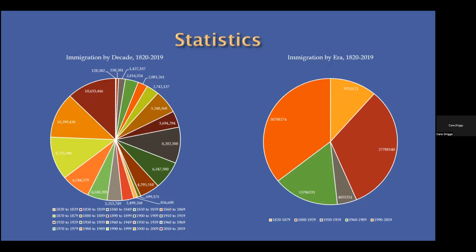These charts go through 2019, and you can see that the red area, the brownish red area on the second chart, 1880 to 1929, is huge compared to the eras that came before and after. It's only rivaled by that big orange section, which is 1990 to 2019. Of course, bear in mind that the US population in 1900 was 76.3 million, and in 2000, it's 282.2 million. So the ratio of immigrants to native-born Americans was much higher 100 years ago.